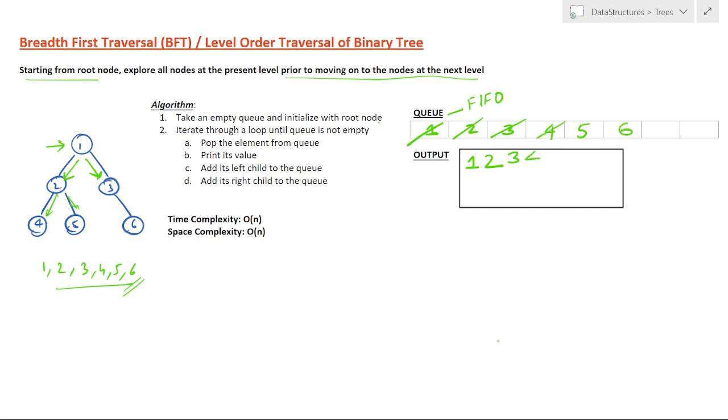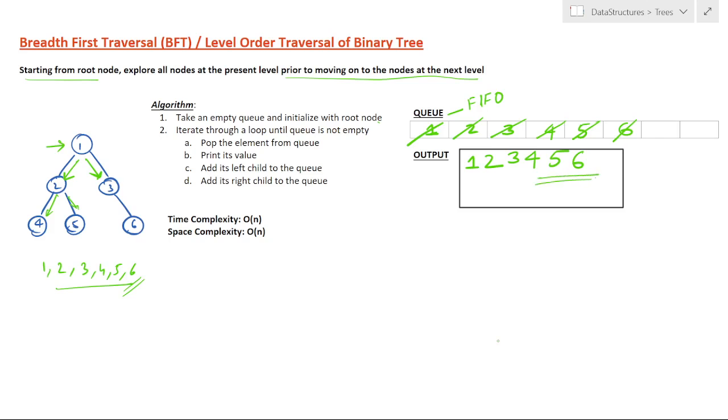Next is 4. I'll print this value, but there are no left or right child, so I'm not going to add anything here. The queue is still not empty, so I'll repeat the process for 5 and then for 6 as well. As there are no left or right childs for both of these, I'm not adding any. Now at this point the queue is empty. We don't have any more elements in the queue and hence we'll stop the algorithm, and this is how we get the output.